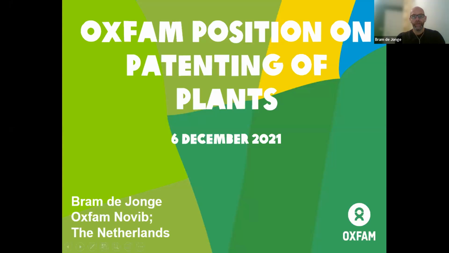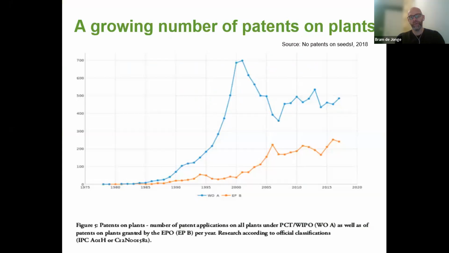I think the key issue for Oxfam comes down to this graph, where you see on the top line in blue the annual number of patent applications in the WIPO related to plants, and below in green the number of patents on plants granted by the European Patent Office. On an annual basis, you see the steady increase in the number of patents on plants, plant genetic materials, and the methods to produce them.